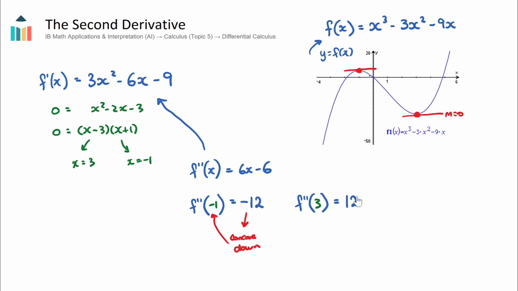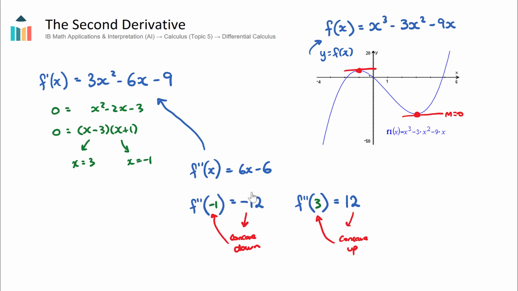But likewise here, the second derivative when x equals 3 was positive. And if we get a positive value for our second derivative, it's concave up at this point here. And often you'll hear this referred to as the second derivative test. If we need to justify or show that a certain stationary point or turning point is a maximum or a minimum, we just substitute those values into the second derivative.